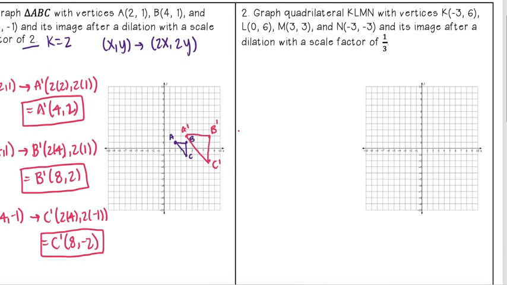Okay, let's go ahead and do number 2. So this one I'm going to have a quadrilateral, so I'm going to go ahead and graph these first. So I have (negative 3, 6), (0, 6), (3, 3), and (negative 3, negative 3).